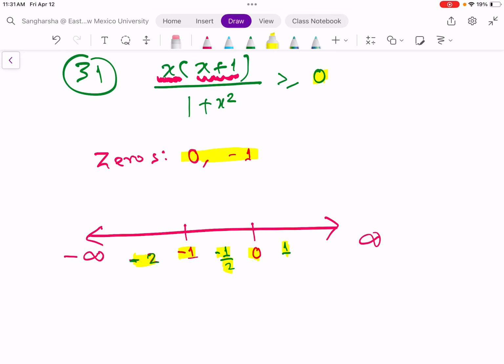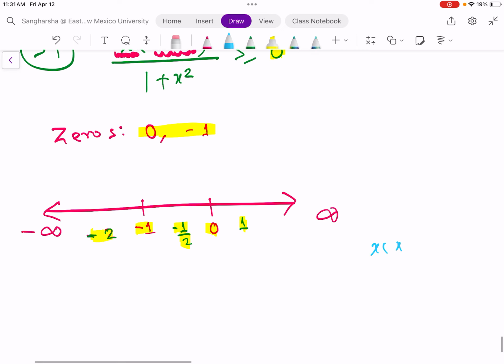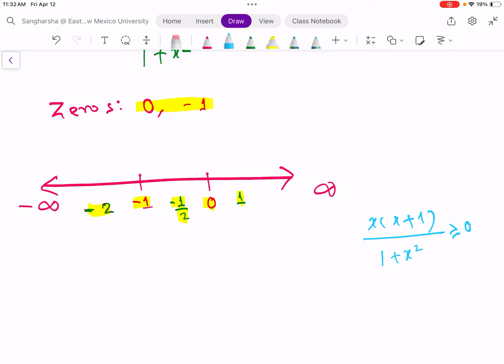Now let's check negative 2. Our inequality is x times (x plus 1) divided by (1 plus x squared) greater than or equal to 0. Is negative 2 a solution? We have negative 2 plus 1, that is negative 1, divided by 1 plus negative 2 squared, which is 4, greater than or equal to 0. So negative 2 times negative 1 is positive 2, divided by 5. Is that greater than 0? Yes, right? So 2 divided by 5 is greater than 0. So this interval is our solution.